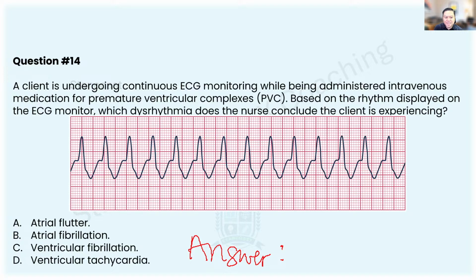Number 14, guys. Take a look at the question. While being administered IV medication for PVCs, based on the rhythm displayed on the EKG monitor, which dysrhythmia does the nurse conclude? Ventricular tachycardia, right? We're only going to see the QRS complexes. So that is what is that going to be?